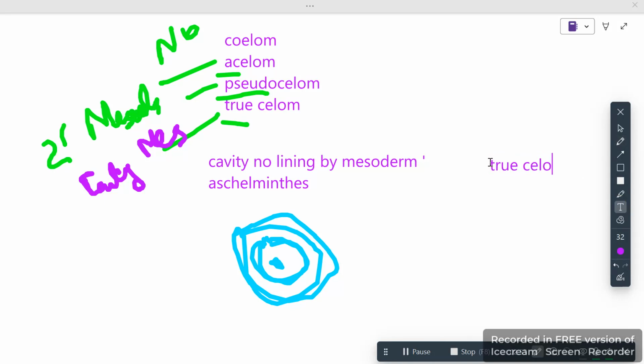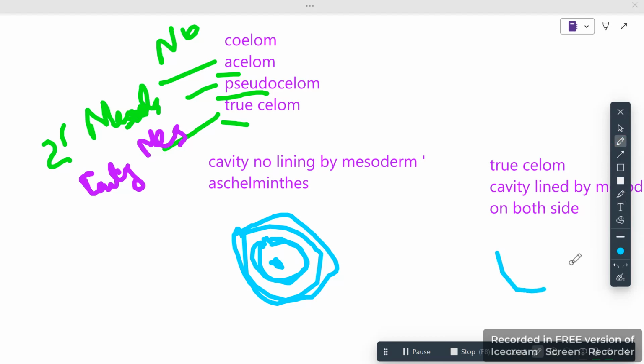In this we have the cavity which is lined by mesoderm on both sides. What does both sides mean here? Let me discuss.